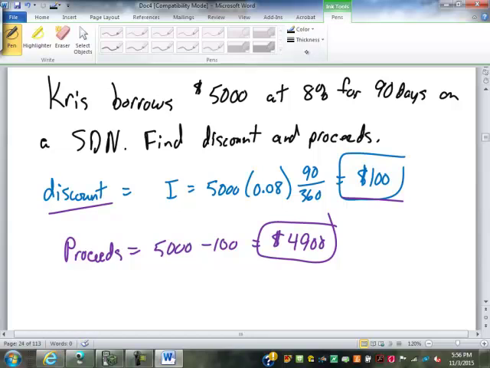So the next step here is to realize the bank is saying that this is 8% interest. It's an 8% discount, but the actual interest rate is higher than that. The effective rate is higher than that.